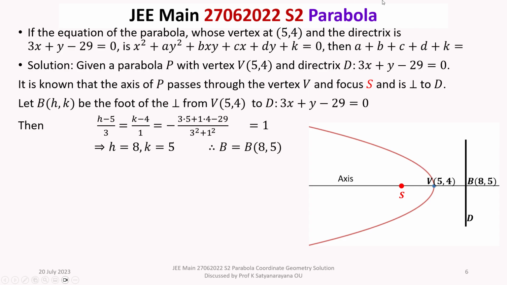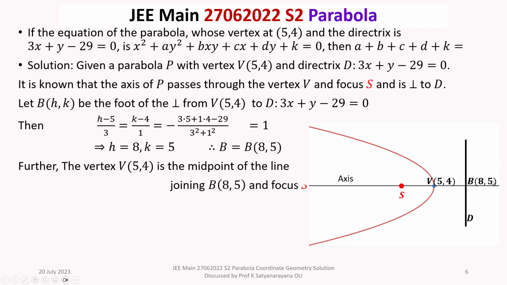So with this data, we have found B (8, 5), the foot of the perpendicular from the vertex. Further, it is known the vertex V is the midpoint of the line joining the focus S and the foot of the perpendicular B (8, 5). So use the midpoint formula.